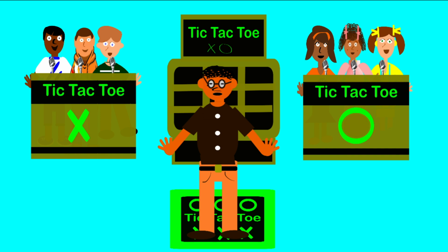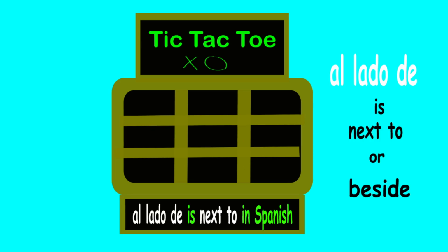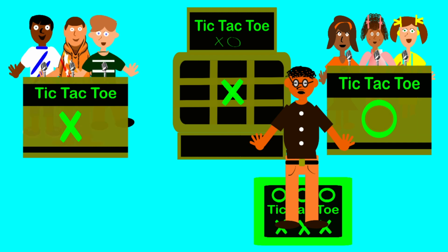X, you're on the board. Your first question is, how do you say next to in Spanish? Al lado de is next to or beside in Spanish. That is correct. Where do you want to place your X on the board? In the center. Okay, X's, that's a good start.